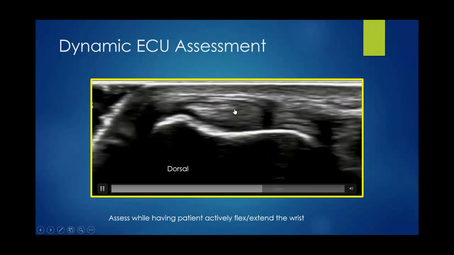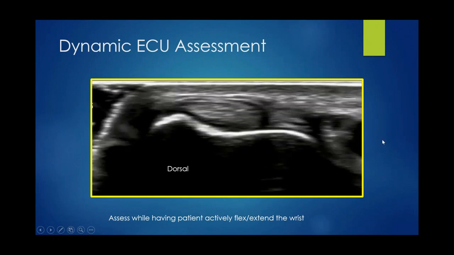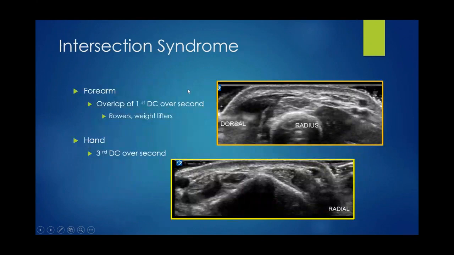Moving a little bit more proximal up along the forearm, there's a couple of other disorders referred to as intersection syndrome. These are more friction phenomena that occur between different tendon complexes as they overlap one another. The first one is in the distal forearm. It's where the first dorsal compartment would override the second dorsal compartment. This area can become painful in people that engage in activities such as rowing or weightlifting.